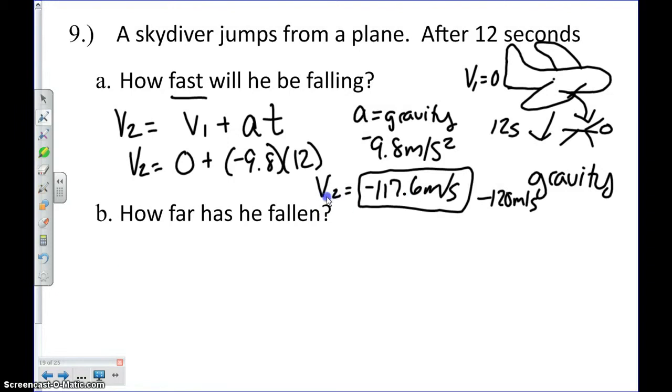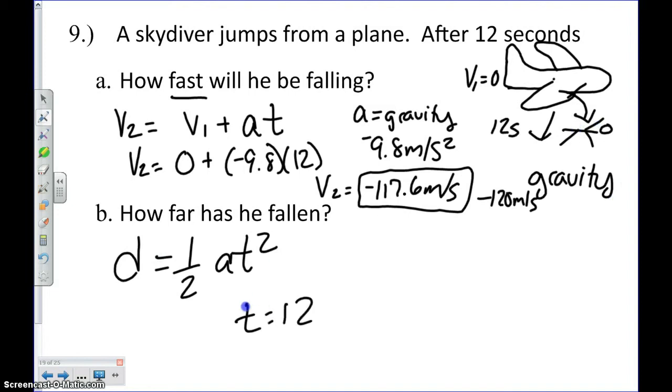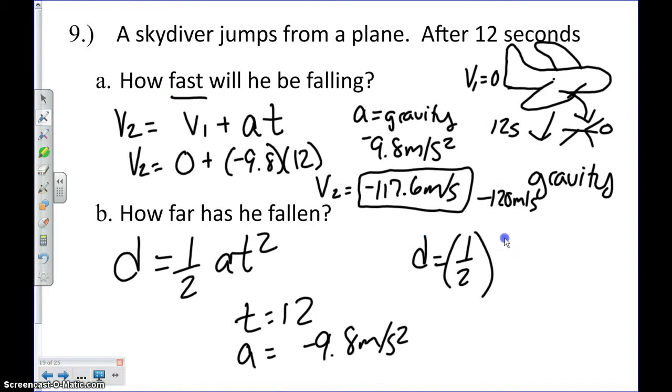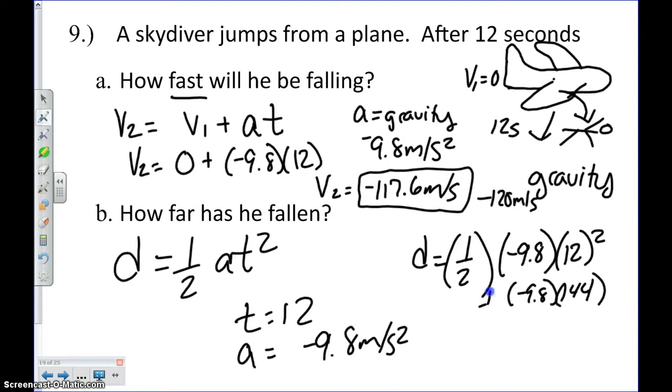We're going to actually not have to use the final velocity because if I'm just finding how far he's fallen, I'm going to use the formula distance equals 1/2 acceleration times time squared. So at this point, my time equals 12. My acceleration is the acceleration due to gravity, which is negative 9.8 meters per second squared. And so I'm going to go ahead and plug in d equals 1/2. Got to put that in parentheses in your calculator or you'll get the wrong answer. Negative 9.8 times 12 squared. 12 squared is 144 times negative 9.8 times 1/2.